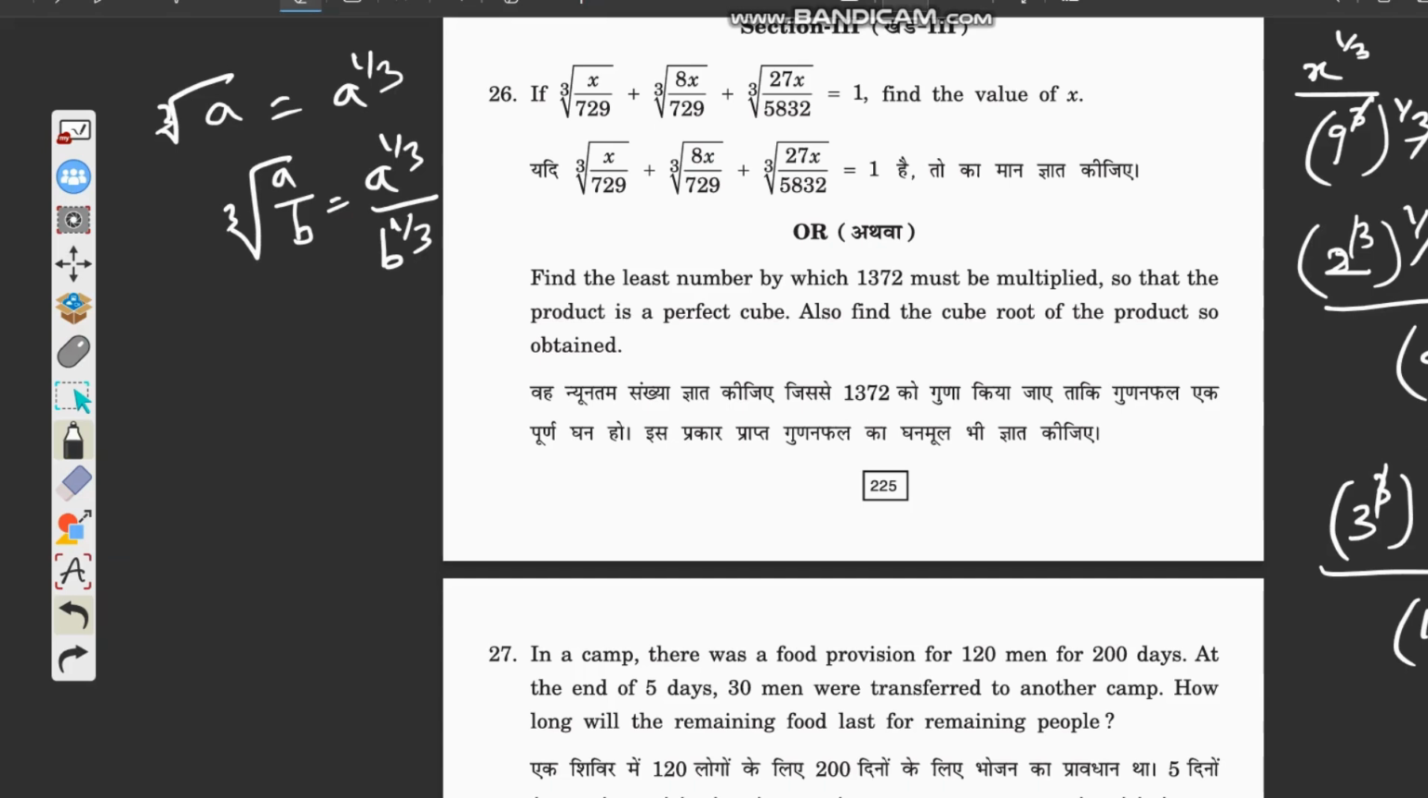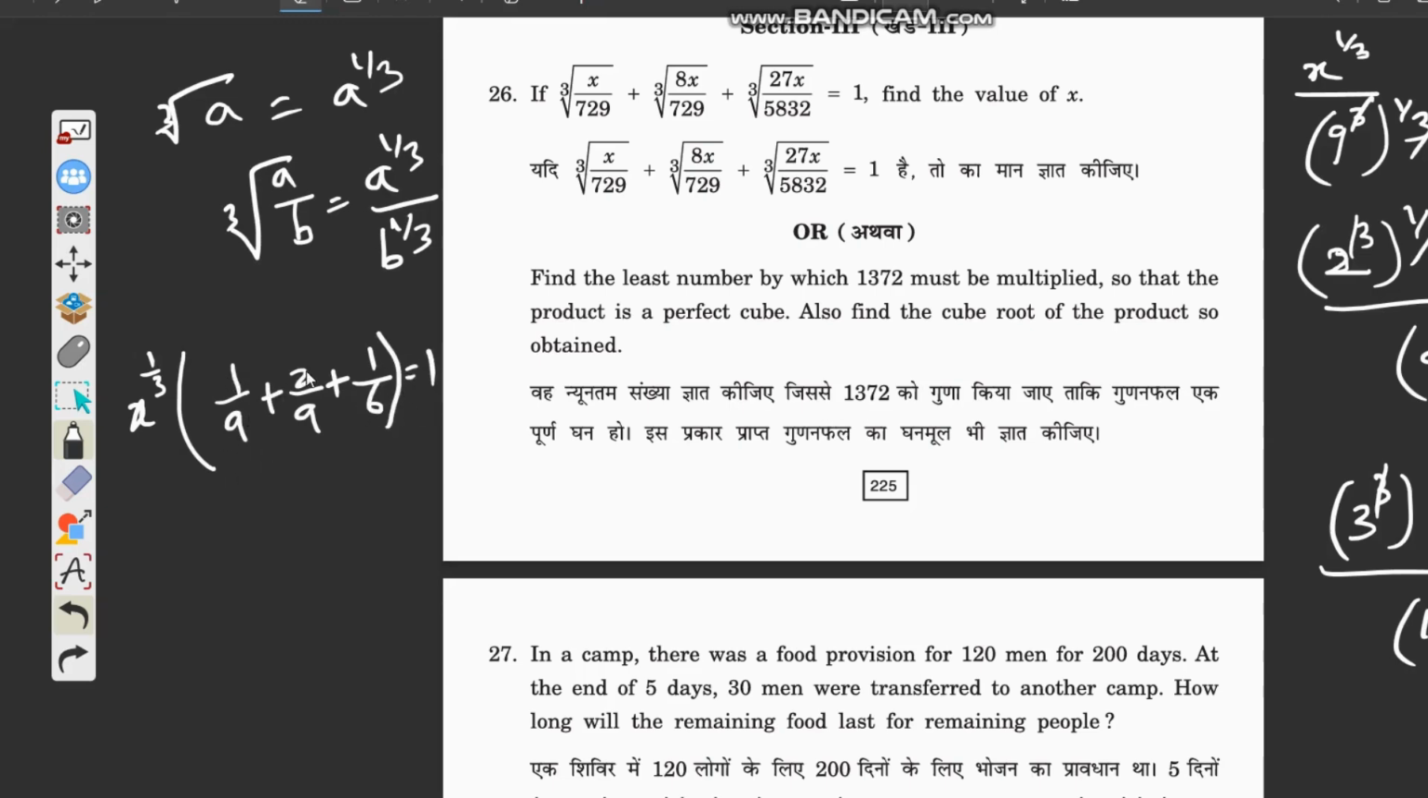3 ones are 3, 6 threes are 18, so 1 by 6. In these three terms x power 1 by 3 is there. If we take out x power 1 by 3 in common, 1 by 9 plus 2 by 9 plus 1 by 6 will be there, equal to 1.